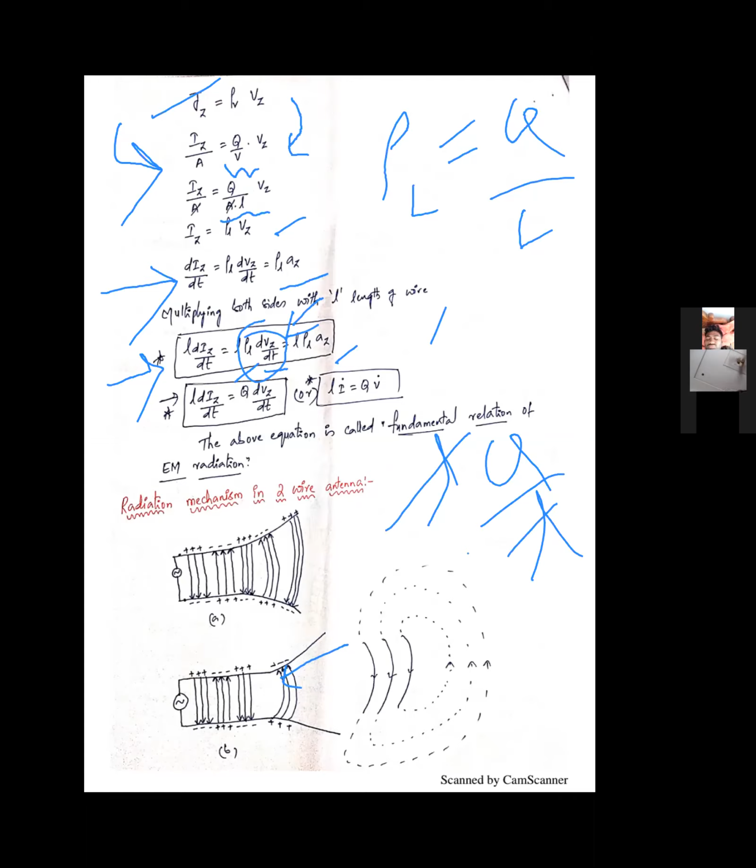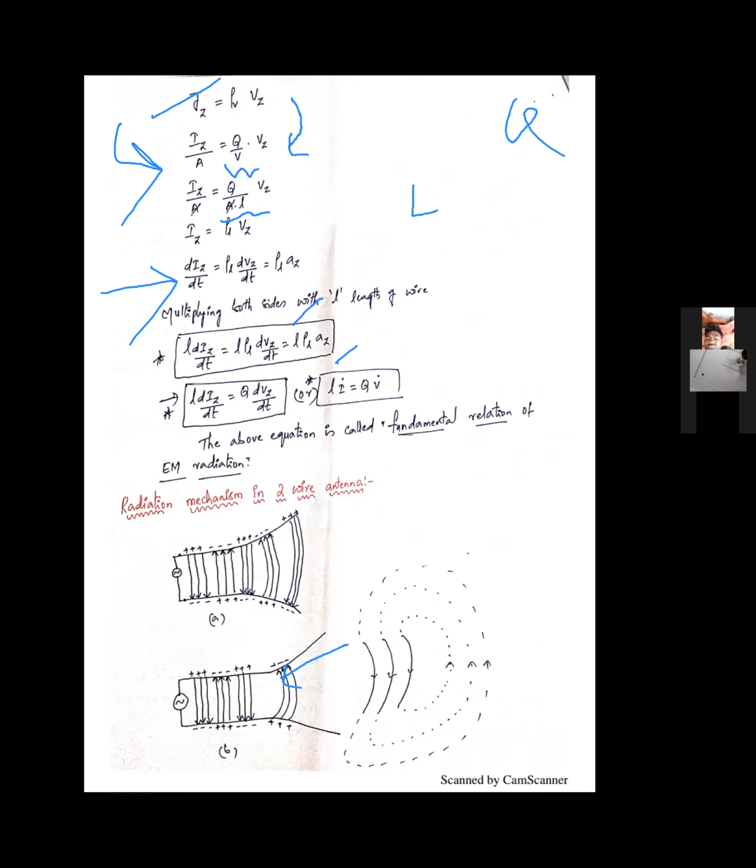Instead of d by dt, I am representing everything with a dot. Generally, I write it as L into I dot is equal to Q into V dot. This expression is called the fundamental relation of EM radiation, or you can also call it the fundamental equation for radiation. This is regarding the radiation mechanism in a single wire antenna.